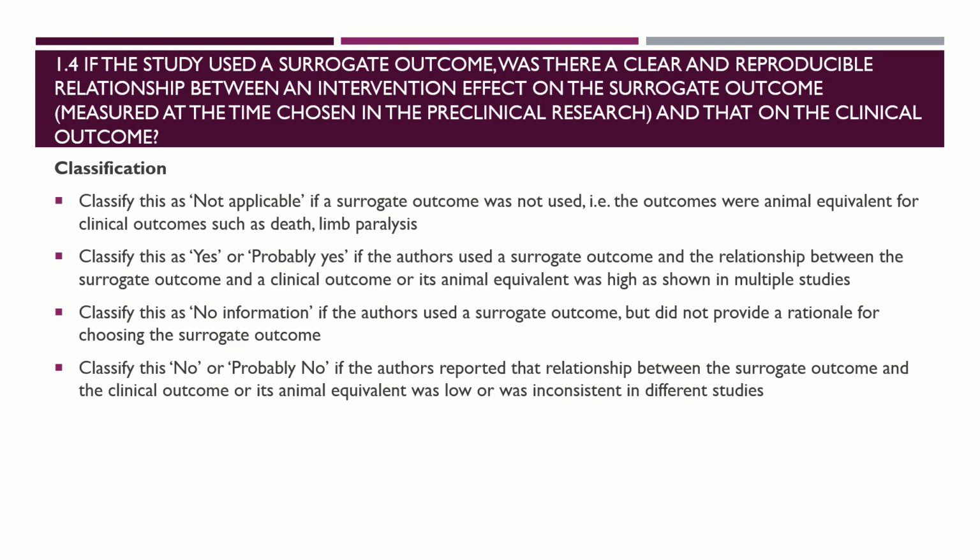Classify this as no information if the authors used a surrogate outcome but did not provide a rationale for choosing the surrogate outcome. They simply used an outcome, let's say liver function test or bone mineral density, but they did not provide you the relationship between bone mineral density and fractures. They did not provide the relationship between aberrant crypt foci and colon cancers. Classify this as no or probably no if the authors reported that the relationship between the surrogate outcome and the clinical outcome or its animal equivalent was low or was inconsistent in different studies.